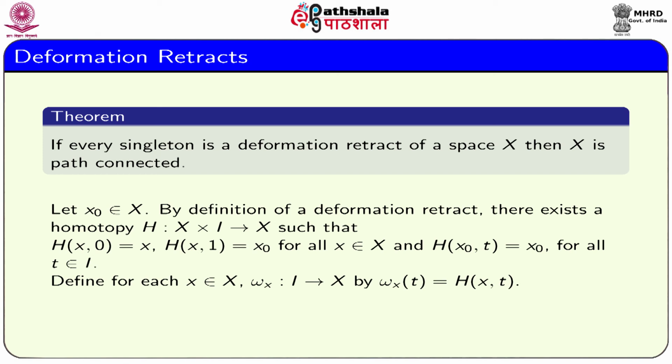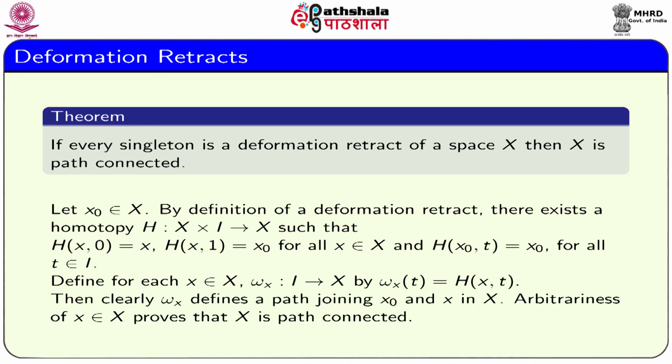Define for each x belonging to X a path wx by the help of the given homotopy H, that is wx(t) is equal to H(x,t) for all t belonging to I. Then clearly wx defines a path joining x0 and x in X. The arbitrariness of the point x shows that the space X is path connected.